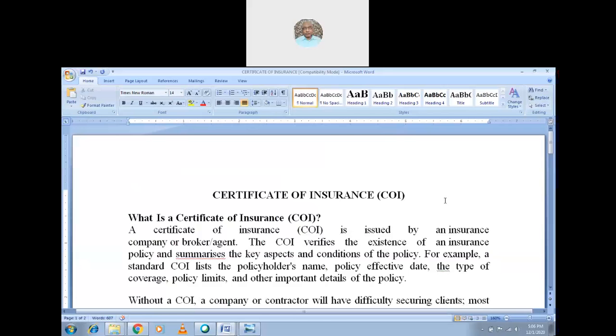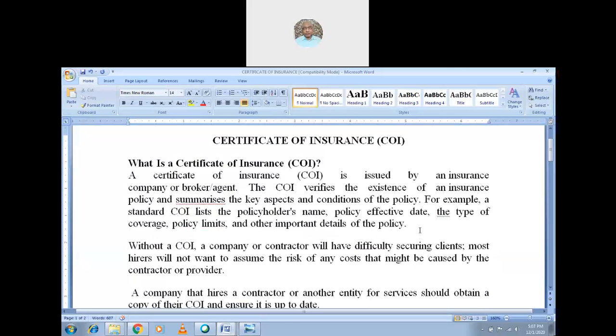Yes, the COI verifies the existence of an insurance policy, that it shows the policy is in existence, and summarizes the key aspects and conditions of the policy. For example, the COI lists the policy holder's name, policy effective date, the type of coverage, policy limits, and other important details of the policy. That means whatever the policy terms and conditions are, they should be in written form in the COI signed by the parties.